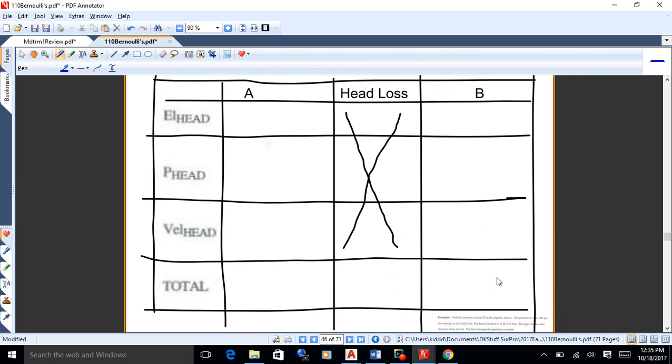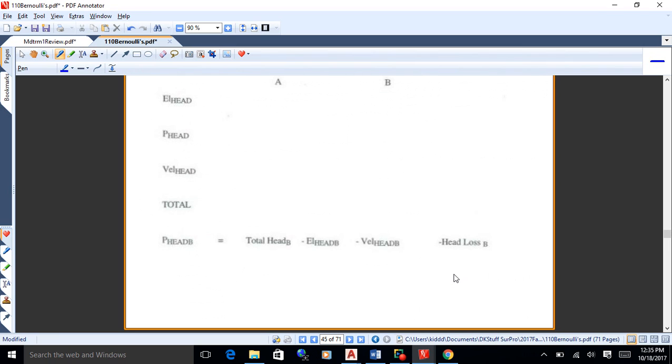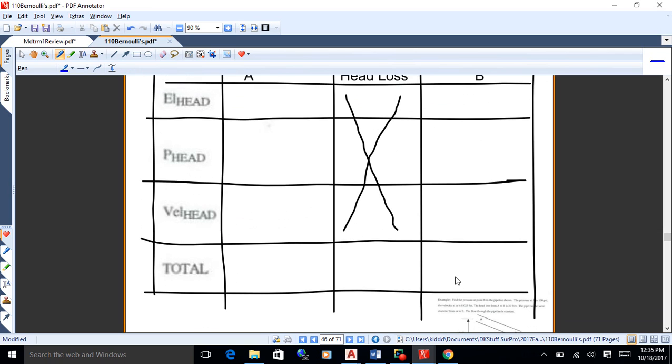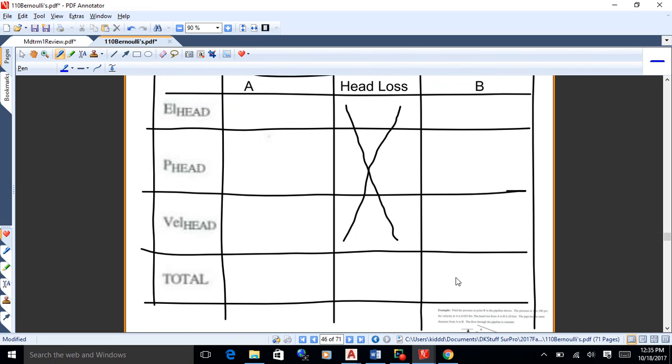Now I actually like to put these into a chart because it just helps me organize everything. So I just make a chart that looks like this. You've got kind of a version of this on 103. Everything that I'm putting into the chart goes into the chart in feet. That way I can add it.